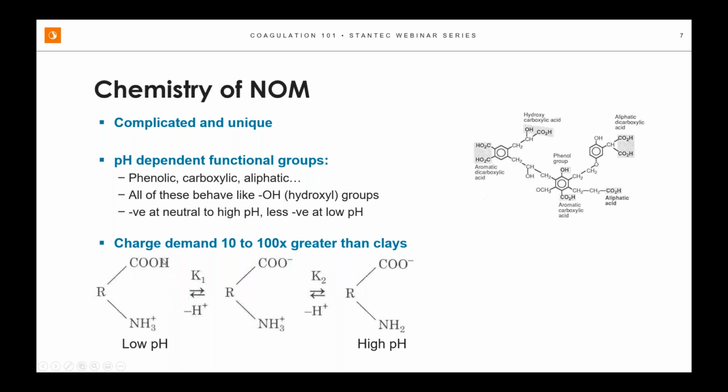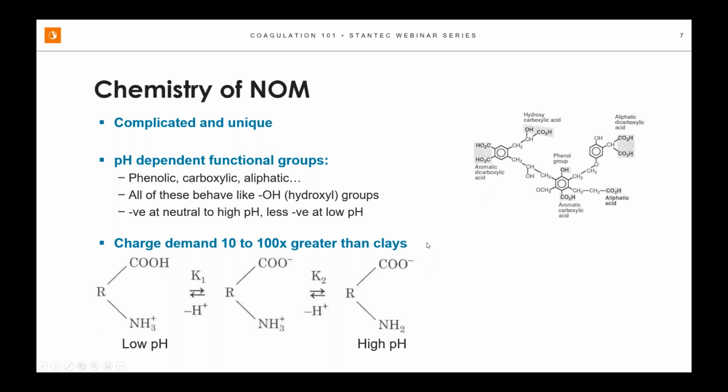So here's a carboxylic acid at low pH. As the pH increases, that hydrogen leaves, and we end up with a negative charge. Same thing with an amine group, with ammonia here. It becomes less positive. So overall, you've got more negative charge at high pH.